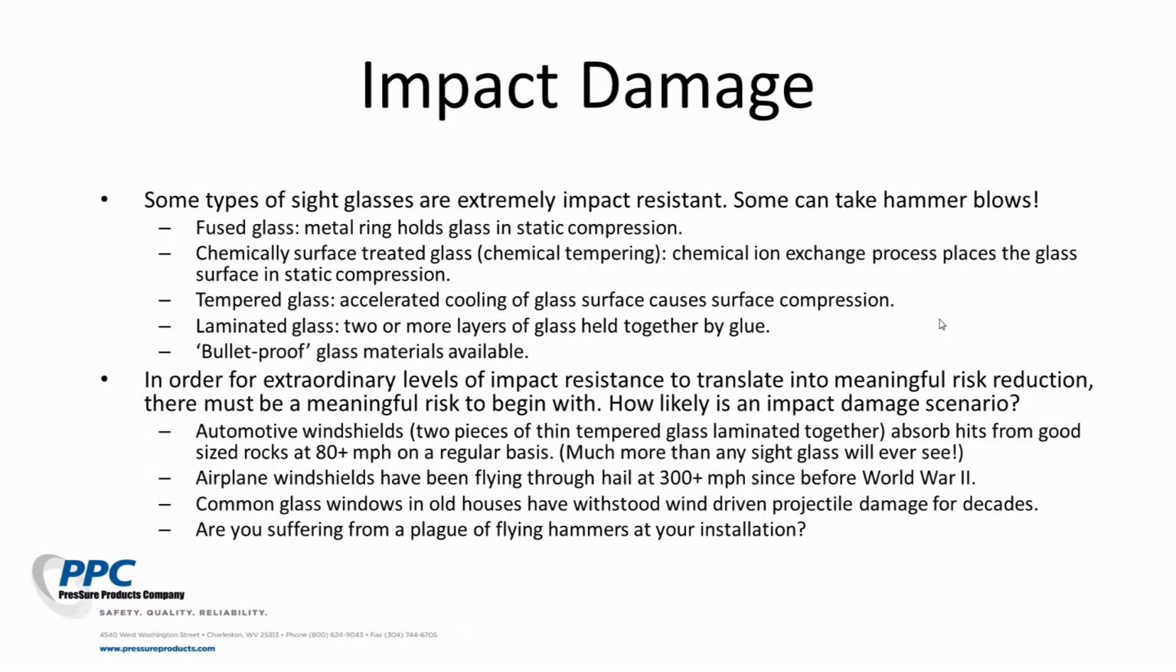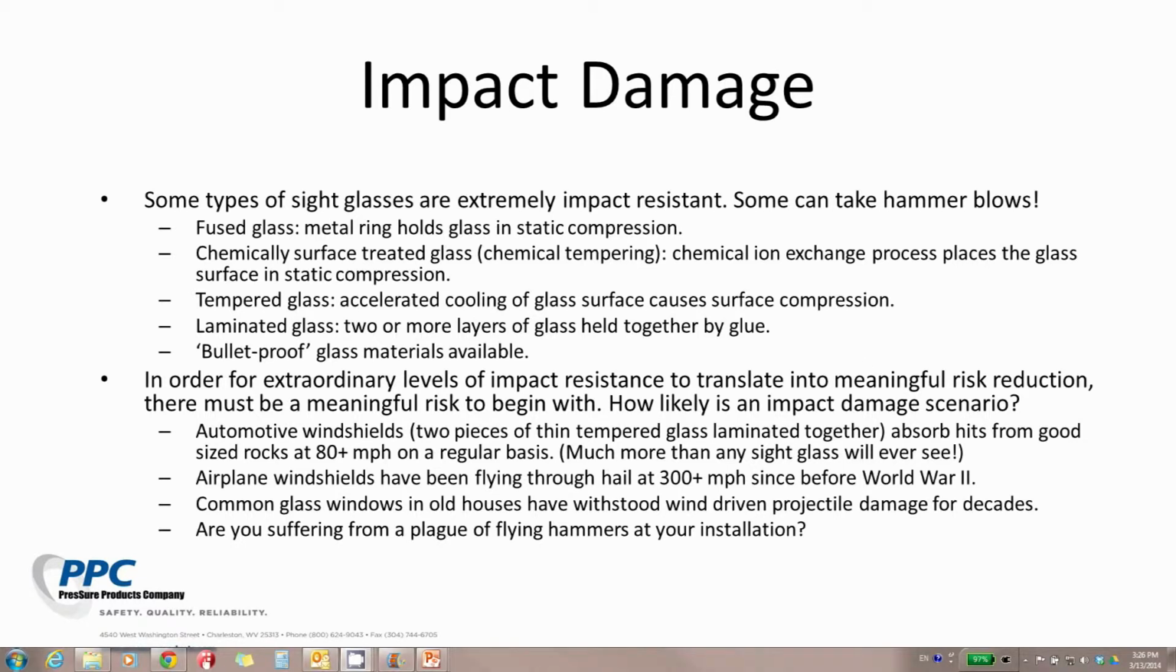The final mechanical damage scenario I wanted to talk about is impact damage. As we all know, windows break, and because of this, people have been trying to come up with impact resistant glass or plastics for a long time. These are some of the typical approaches that our industry takes towards the impact damage risk, and some of these can absorb hammer blows. Of particular mention is the fused glass, which is a metal ring that holds glass in static compression, and this can certainly absorb hammer blows.